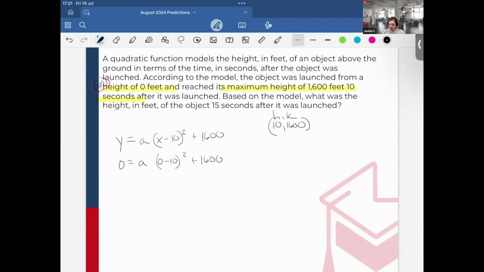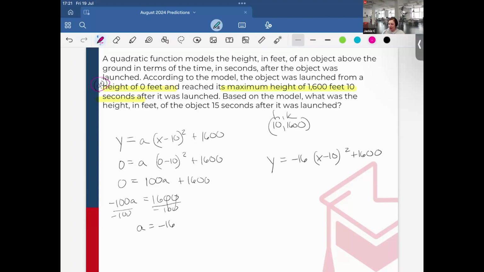This will give me 100a plus 1600, so negative 100a is equal to 1600. Then divide each side by negative 100, and we get, oh my goodness, look at this, a, yet again, is negative 16. So going back, y equals negative 16(x minus 10) squared plus 1600.